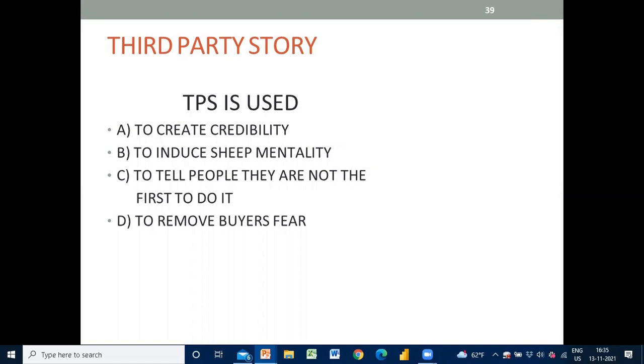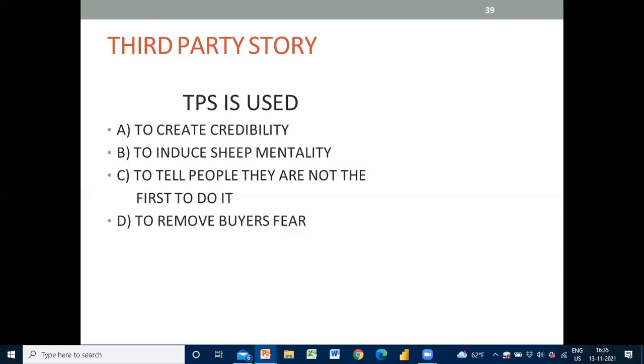And the same thing, it induces the sheep mentality. So if I tell you that there are already 10,000 people who are flying on my plane, and they are absolutely safe, won't you do that? Would you, if a lot of people have already done that? Yes.